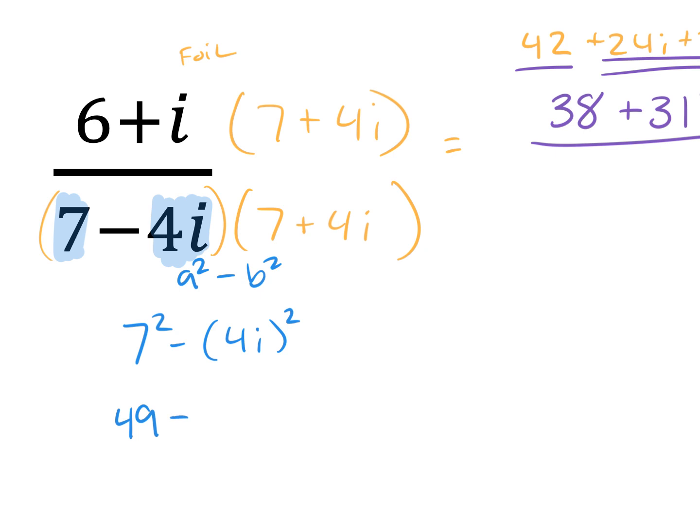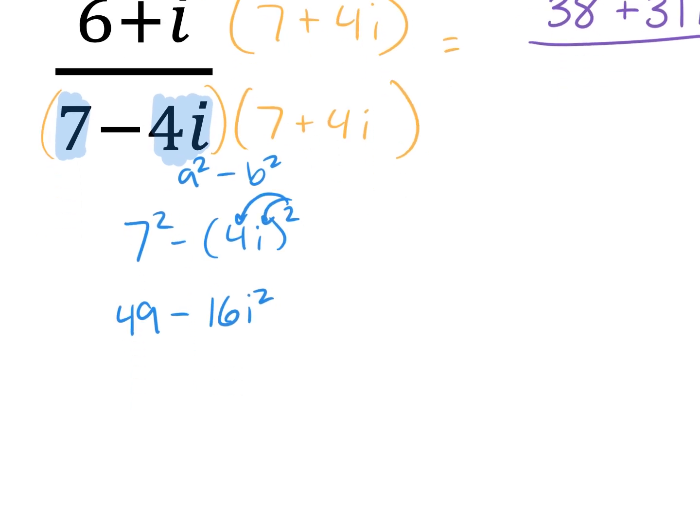4i squared. 4, 16i squared. So you have to square the 4 and square the i. What does i squared turn into? It changes to negative 1. Negative 16 times negative 1 would be positive 16. I can just FOIL it, right? You can FOIL it. Yeah, you'll get the same answer. What's 49 plus 16?